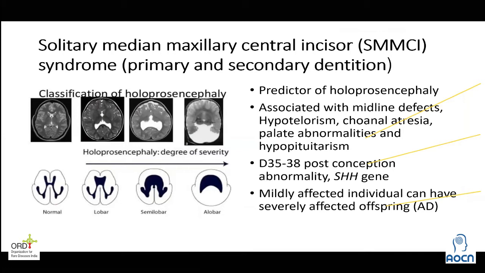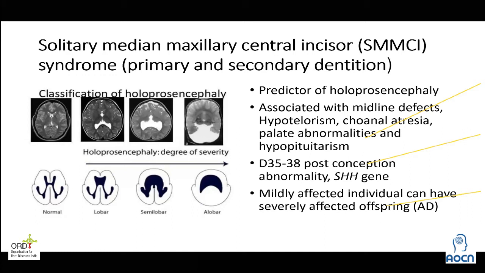And it affects both the primary and the secondary dentition. Why is it important? Because it is a predictor of holoprosencephaly. Now, it's usually associated with other midline defects, including hypotelorism, quite severe choanal atresia, which can manifest at birth with breathing difficulties, palate abnormalities, and hypopituitarism, which was happening in our patient and causing the short stature in him. The defect appears to be between day 35 and 38 post-conception.